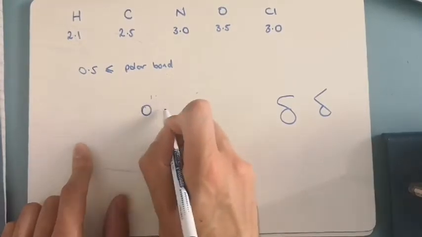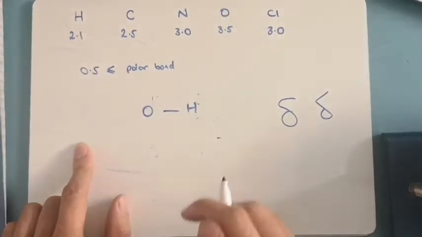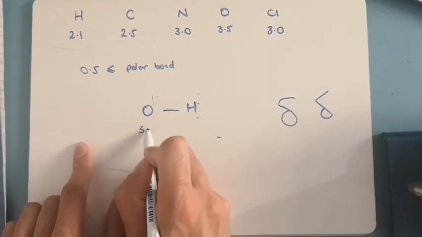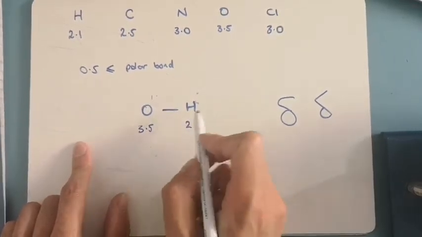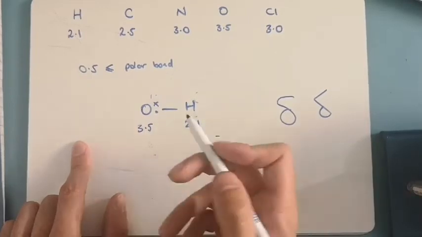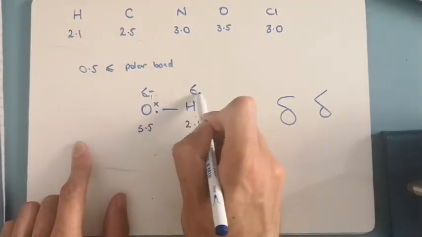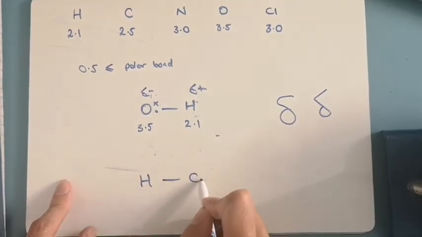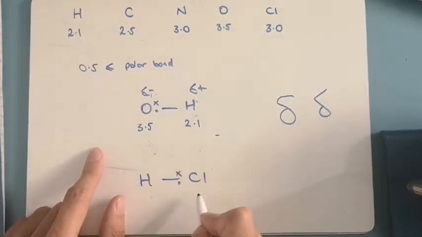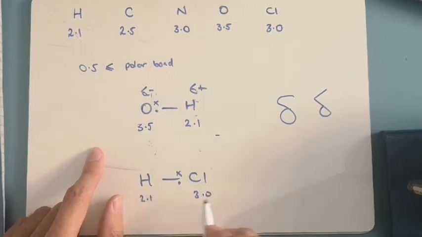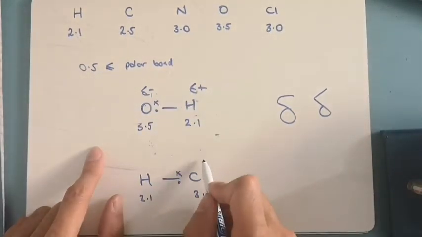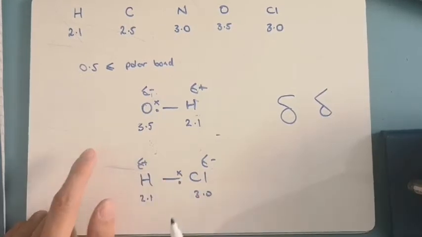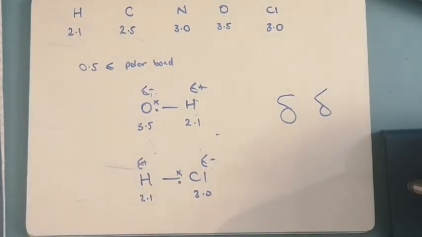So we can go with oxygen and hydrogen. And we've got 3.5 there, 2.1 there. So the electrons move closer to the oxygen. Oxygen becomes delta negative, hydrogen becomes delta positive. Then HCl, hydrochloric acid. Electrons, a difference of 0.9, so very similar to the nitrogen. We're going to get delta minus there, delta positive there. Hydrogen tends to become delta positive because it's got a relatively low value.